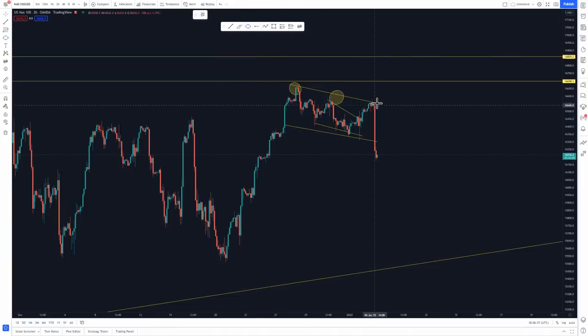What happened on the third touch? We sank. We fell. Okay, so now the situation is like this. What are we waiting for? We have to wait for something like this. I'm not good at drawing, so don't mind my drawing, guys.